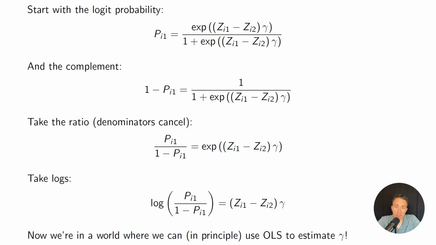So now this looks somewhat like a regression model. We don't have an error term yet, and we have a weird transformation of our y variable, but this is easily computable as long as p is not equal to 0 or 1 exactly.